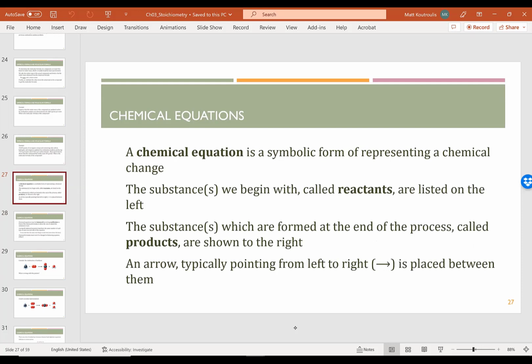So it's just the way that we symbolically represent chemical change or a reaction. What we do in a chemical reaction is we begin with one or more reactants, and in a chemical equation, we list them on the left typically. And then we make one or more products that we list on the right. And in between, we put an arrow pointing to the right. So the arrow always points towards products.